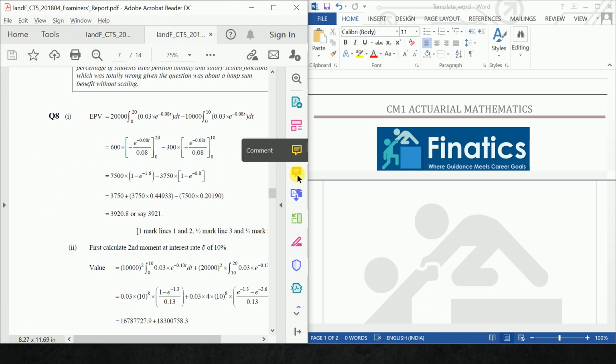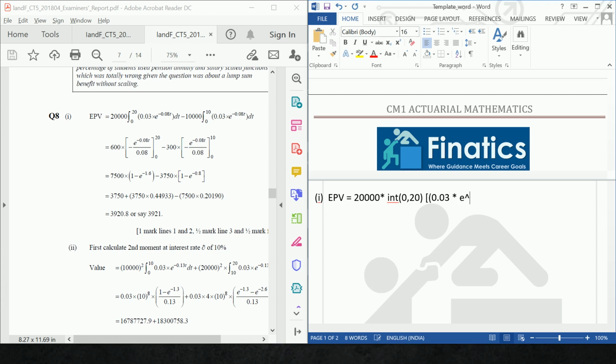So, let's number this. This is number 1. I'll just increase the font size. We write EPV first. So EPV of 20,000 into, now we have to give the integration sign. For the integration sign, INT, in brackets you write your limits 0 to 20, and then within square brackets you write whatever you need. So I'll give a bracket 0.03 into e to the power minus 0.08t, brackets close and the whole into dt.